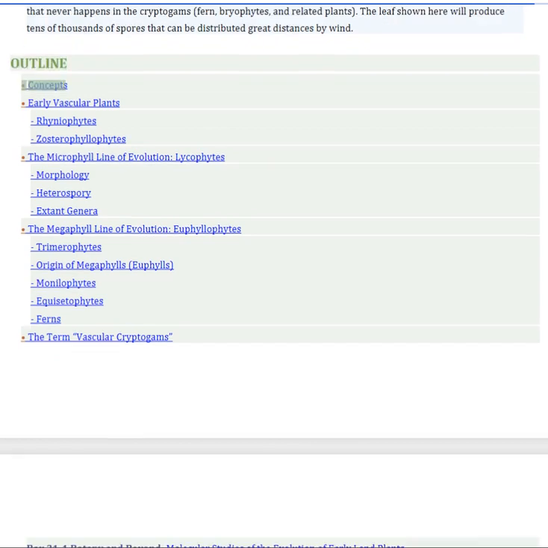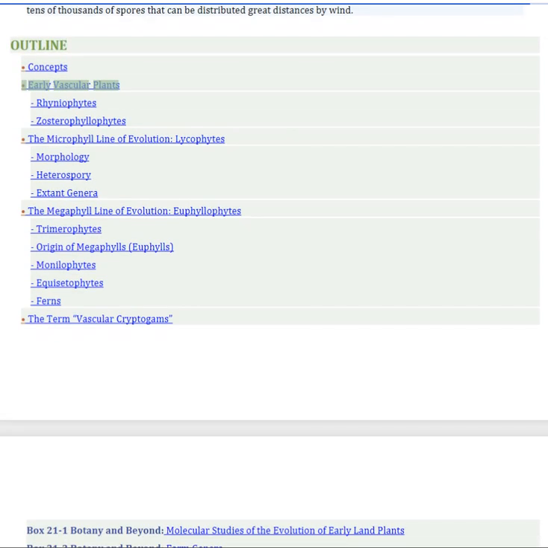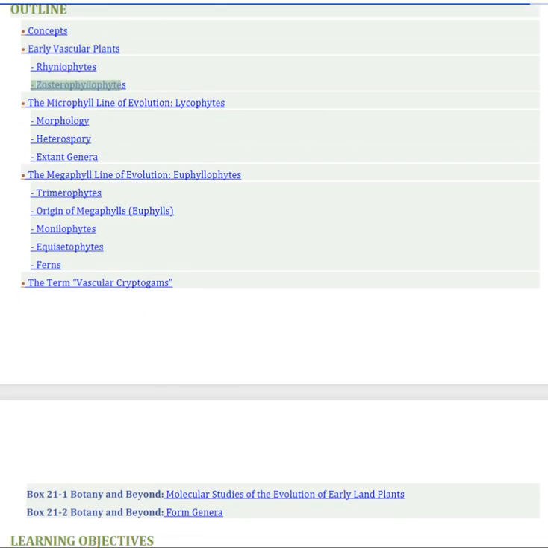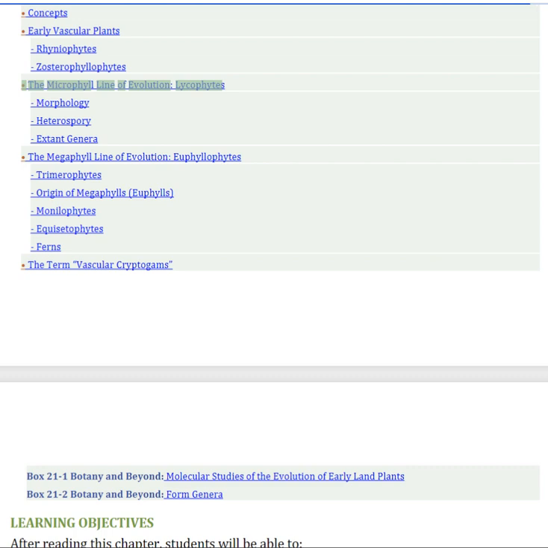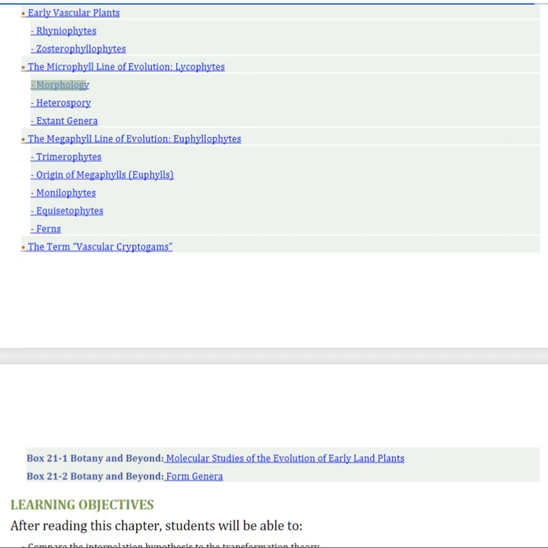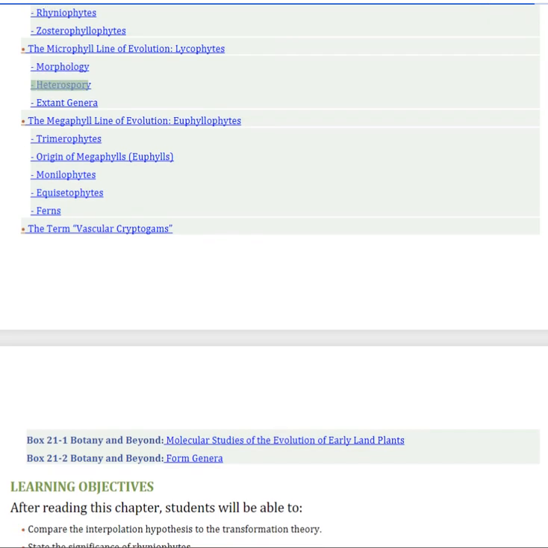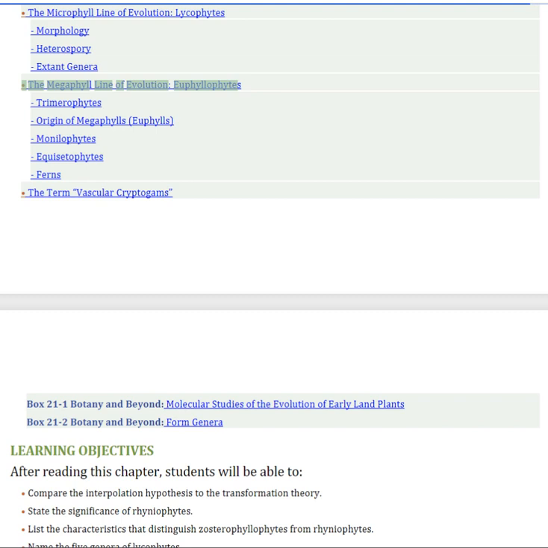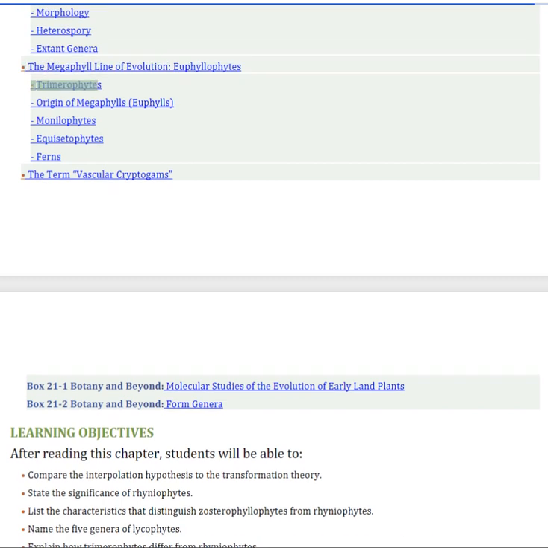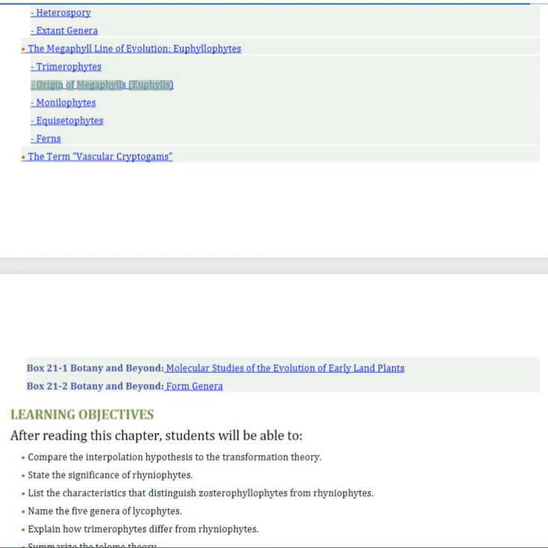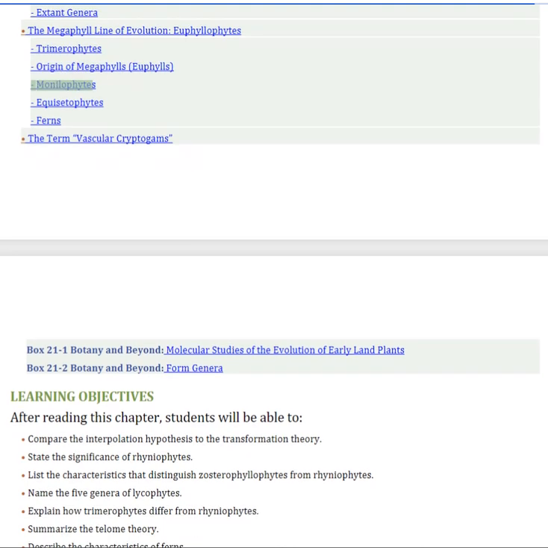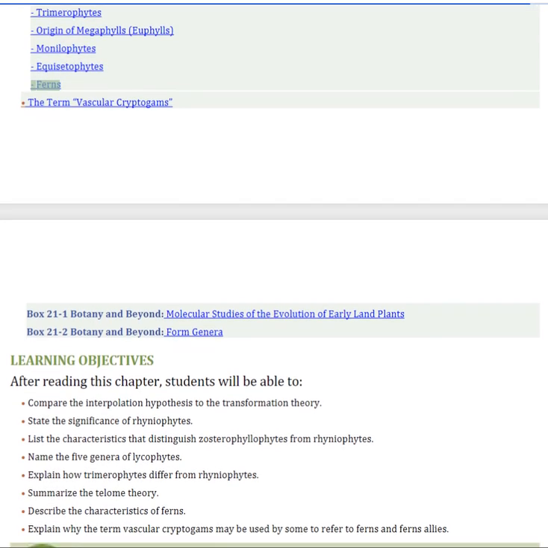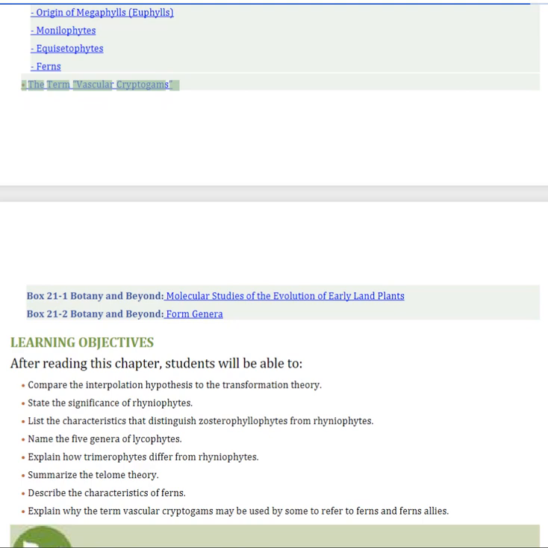Outline. Concepts. Early vascular plants. Rhiniophytes. Zosterophyllophytes. The microphyll line of evolution, lycophytes. Morphology. Heterospory. Extant genera. The megaphyll line of evolution, euphylophytes. Trimerophytes. Origin of megaphylls. Manilophytes. Equisetophytes. Ferns. The term vascular cryptogams.